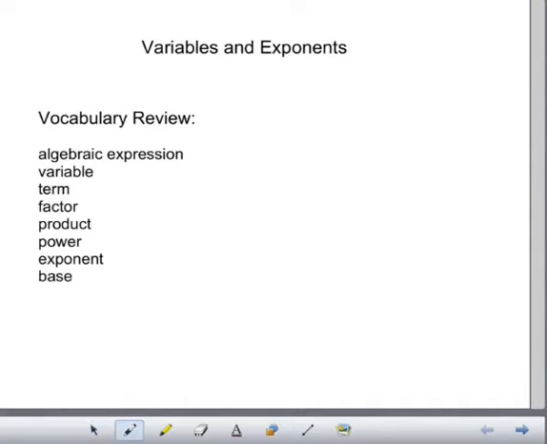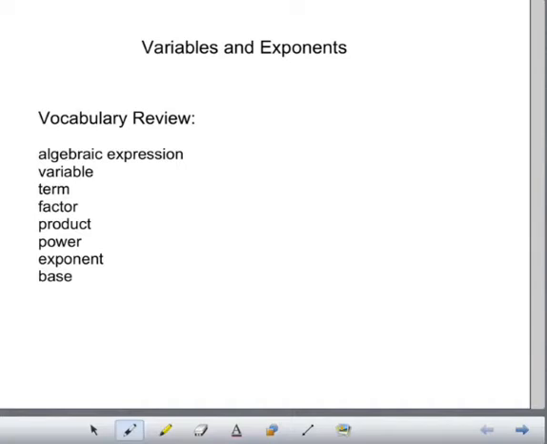An algebraic expression, first off, is an expression. We remember what an expression is. An algebraic expression is going to have variables and operation signs, okay? And it does not have an equal sign. Remember, an equation has an equal sign, an expression does not.